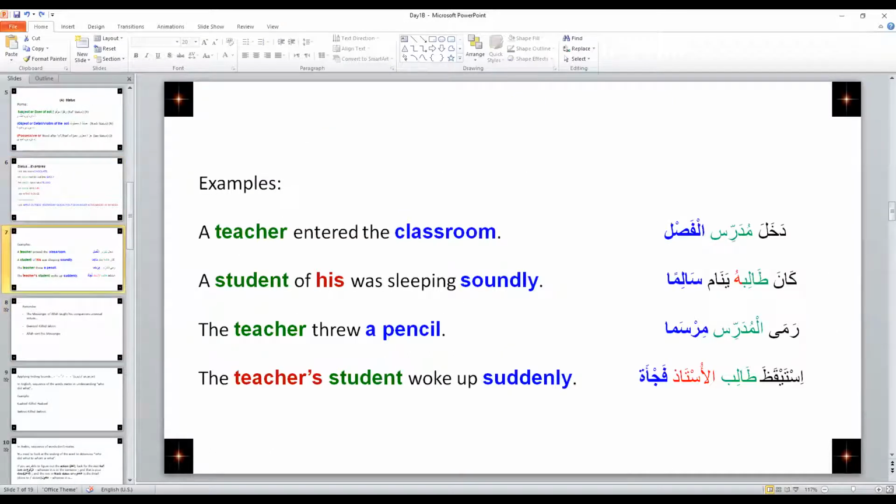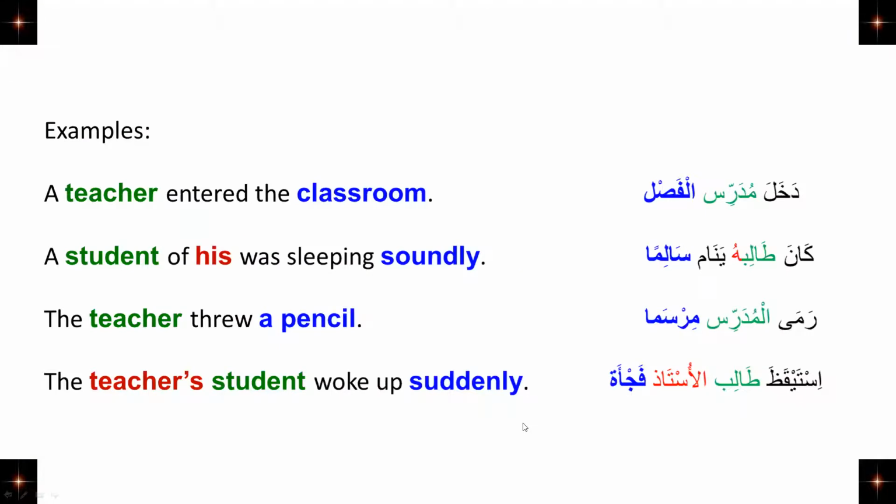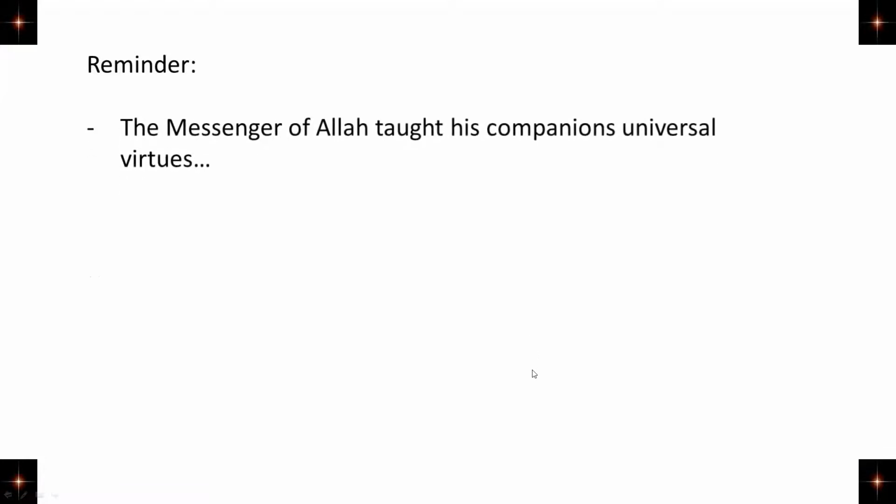So let's quickly proceed with the kinds of status and how to really understand them. Remember that, for instance, when we say the messenger of Allah taught his companions universal values. So the messenger of Allah taught his companions universal values.